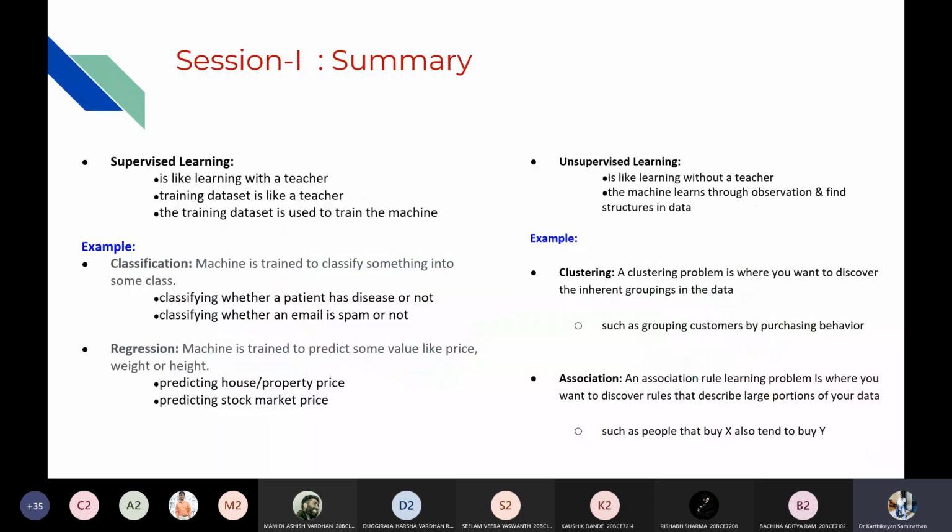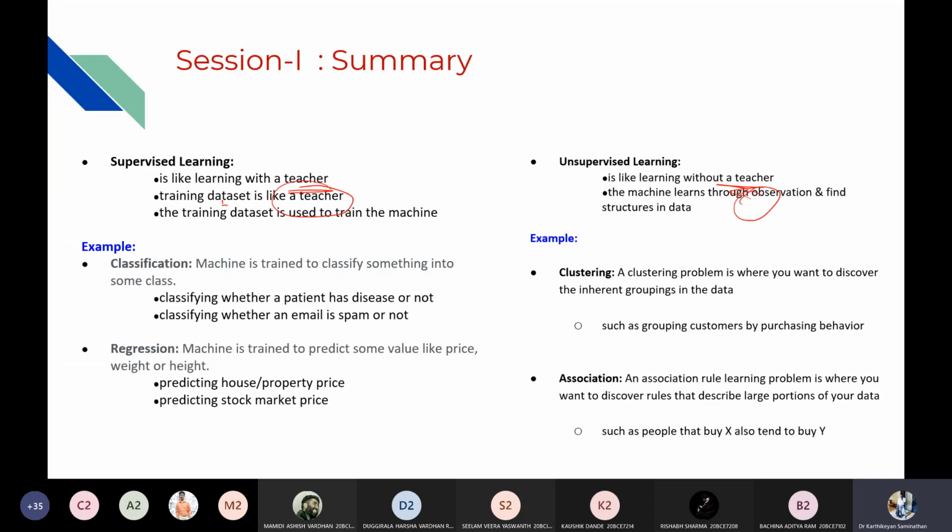That is supervised and unsupervised. Supervised learning is like learning with a teacher, but unsupervised is without a teacher. The training data set is like a teacher. The teacher is nothing but the training data set, the existing data set. Here, the machine learns through observations from past data.